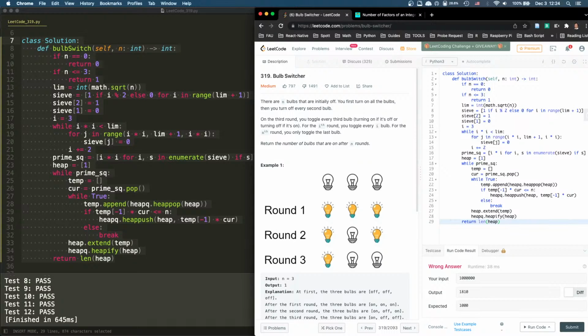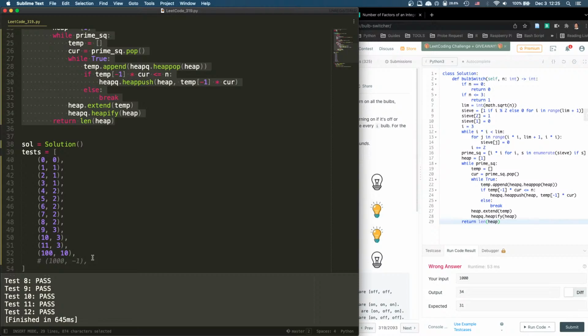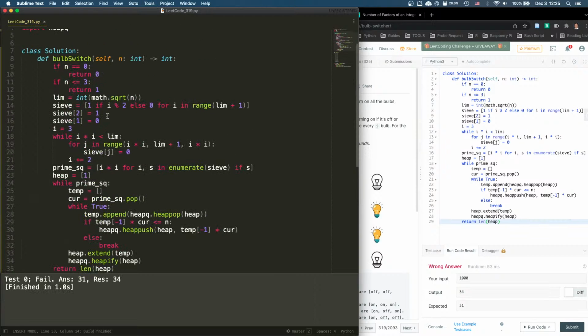I got it wrong. Should be 1000. I got 1810. But it's pretty fast, so maybe there's some hope, but let's see. Alright, so with 1000 we have an issue. Okay, let's fix this. 1000 is supposed to be 31. I got 34. Okay, so first we check the primes.